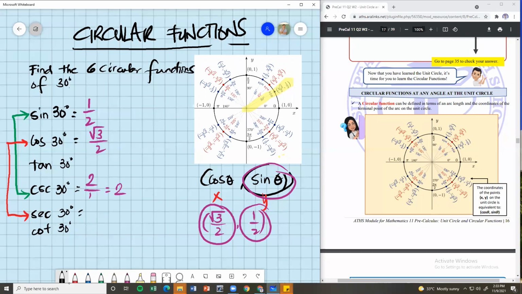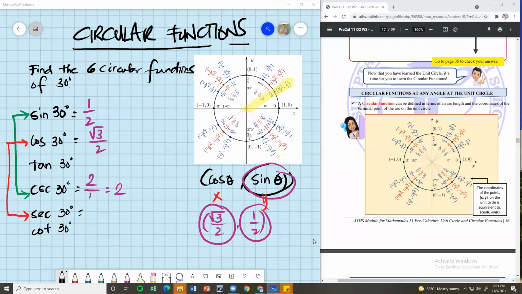Type your answer in the chat box, please. Kabaligtaran. The reciprocal of square root of 3 over 2. Okay, sige. Keep the answers coming muna, sir. Sige. Tingnan niyo muna.